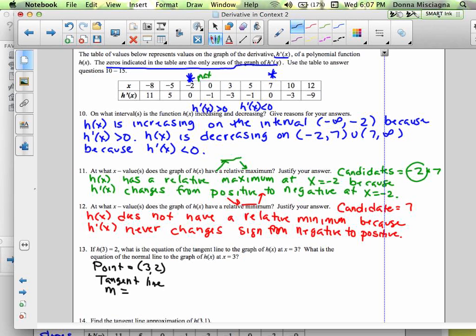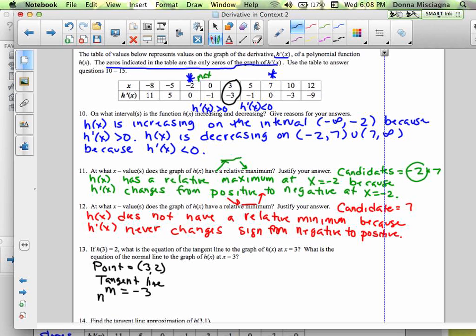Well, we don't have to look very hard. All we have to do is look where x is 3, and we see the value of the derivative is negative 3. And we know that the values in the derivative are the slopes of the tangent lines for all the different values of x. So the slope of the tangent line is m equals negative 3.